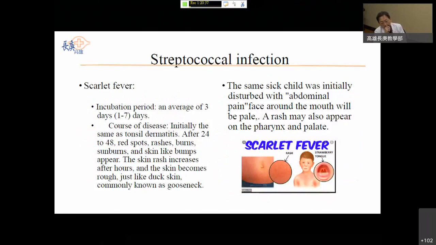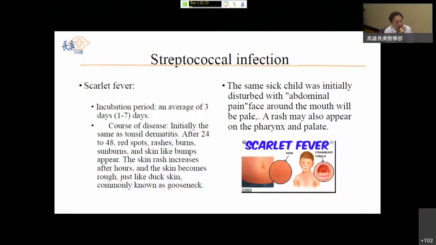And the most important skin symptom is that when you touch the skin, you will feel that it is not smooth. The skin becomes rough and appears like goose skin. I don't know if any of you have had the experience of touching a goose neck. It's like bumps, very rough. It's not like the skin of your girlfriend or your boyfriend, which is very smooth. This is what we call goose neck skin, a very important sign of scarlet fever.